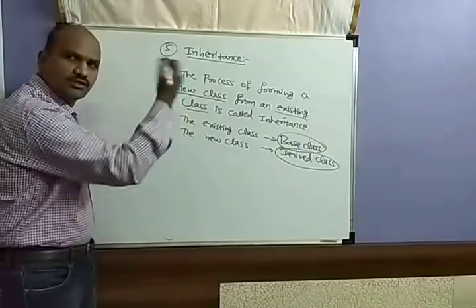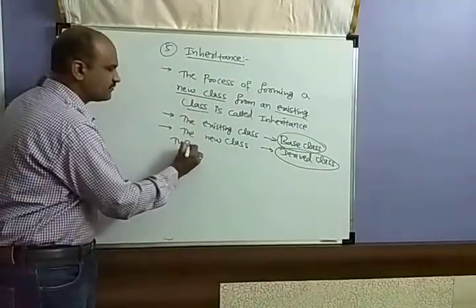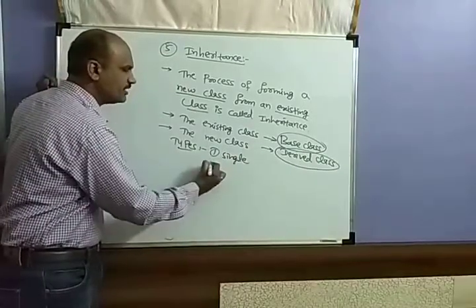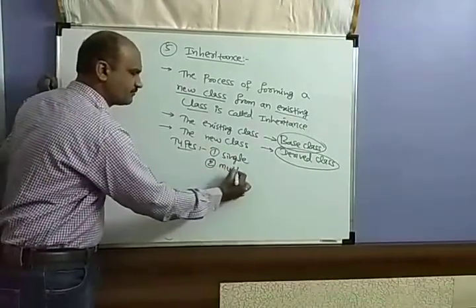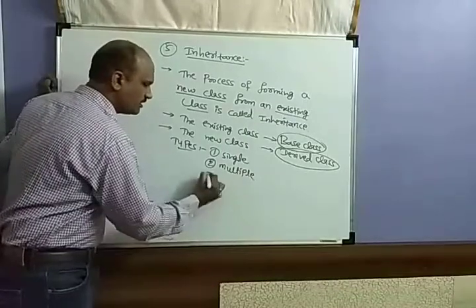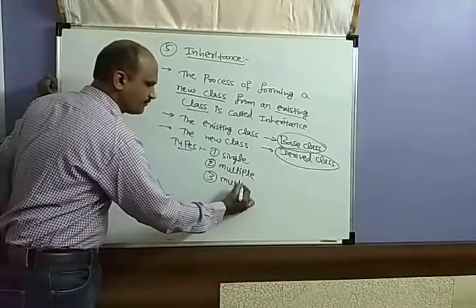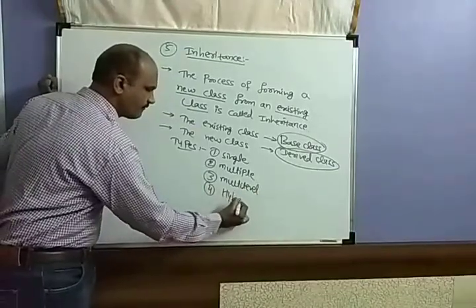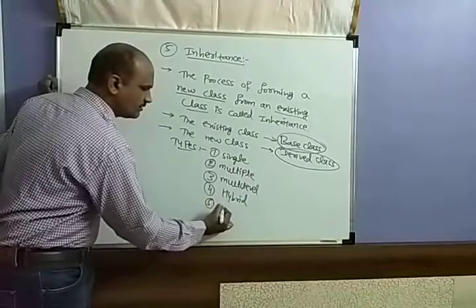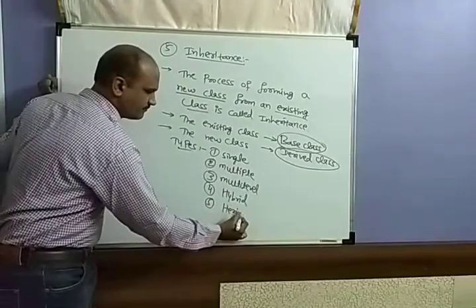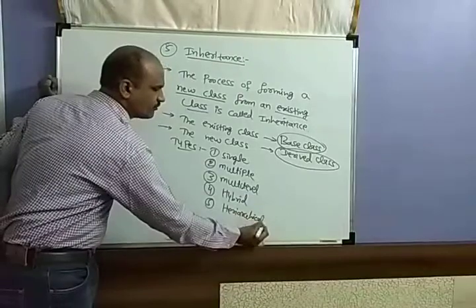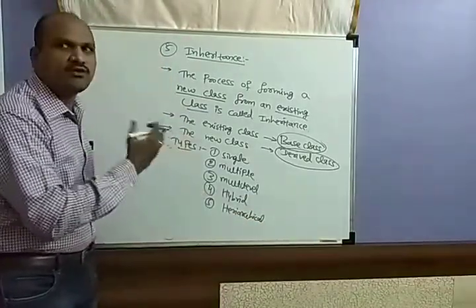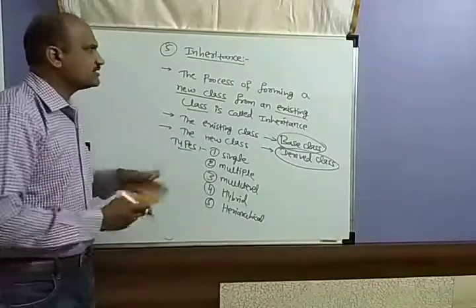When you go to inheritance, there are different types of inheritance. We call them single inheritance, then multiple inheritance, then multi-level inheritance, then hybrid inheritance, then hierarchical inheritance. So we have different types of inheritance, and each has a different way of giving the definitions.